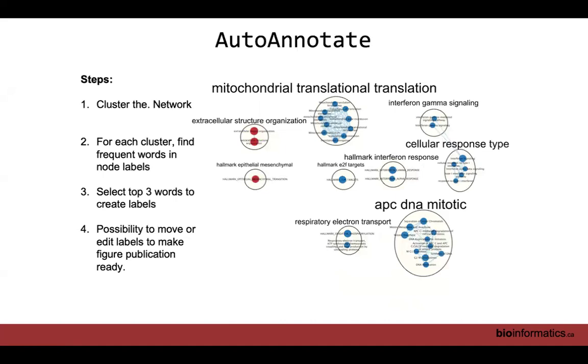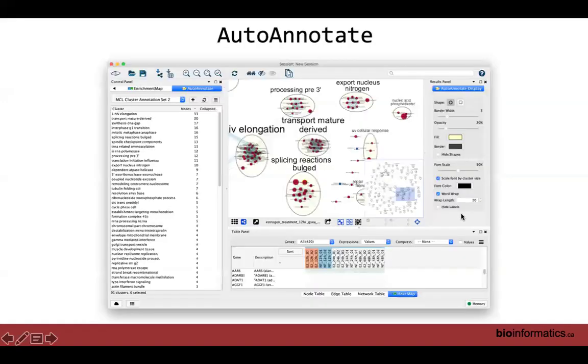So what does auto-annotate do? It clusters the network. There are lots of different clustering algorithms that you can use. If you have your own clustering, you can also supply those. But by default, it uses an MCL clustering. For each cluster, it finds the frequent words in the node labels, and it selects 3 of the top words and creates the label. You can edit these labels. You can change the label to whatever you want. It is not set in stone. It's just giving you its best guess, and it's something to start from.